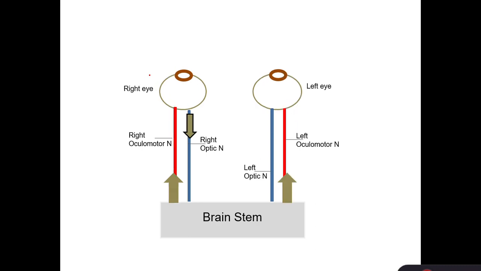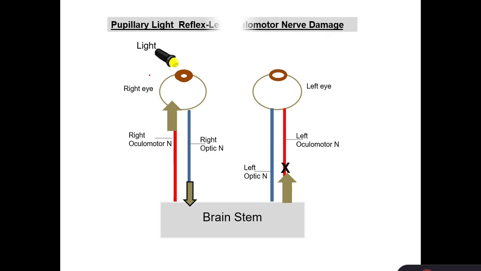How about here? You shine the light on the right eye. The right optic nerve takes the signal to the brain stem. Then only the right pupil constricts, the left pupil does not. What does this mean? It means that the left oculomotor nerve is damaged. It's not able to take the signal to the left eye pupil. Again, the pupil that doesn't constrict has the oculomotor nerve on its own side damaged.